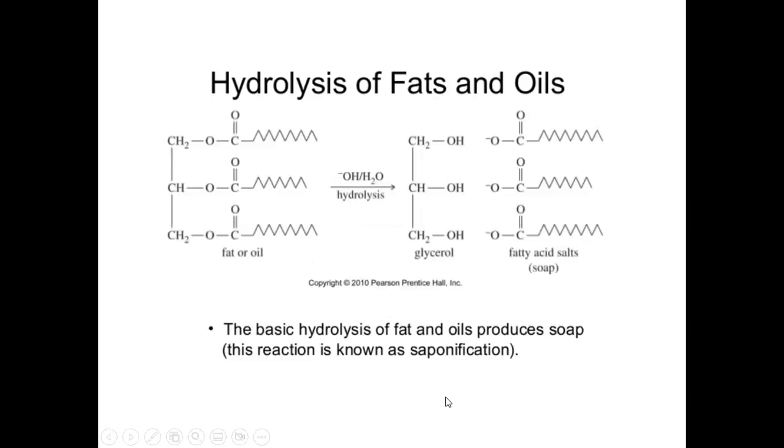Okay, so hydrolysis of fats and oil. This is basic hydrolysis, right? You can see this example of a triglyceride undergoing hydrolysis, so it will release glycerol and three fatty acids, right? The basic hydrolysis, which you have done in the reaction, we call saponification.